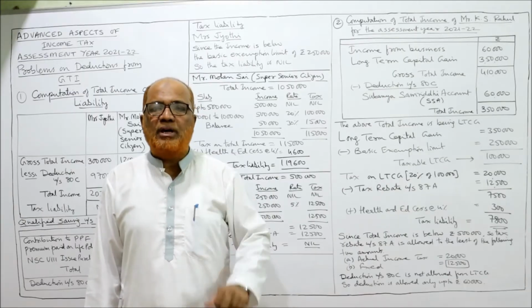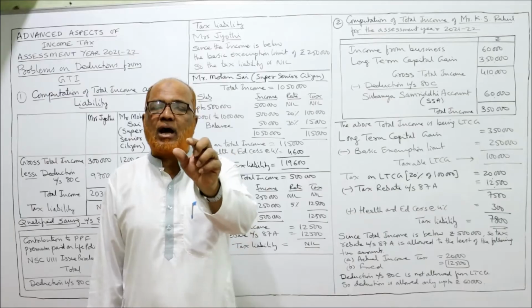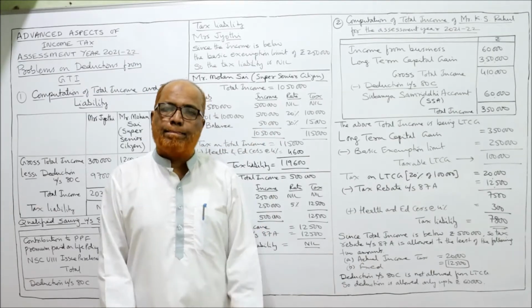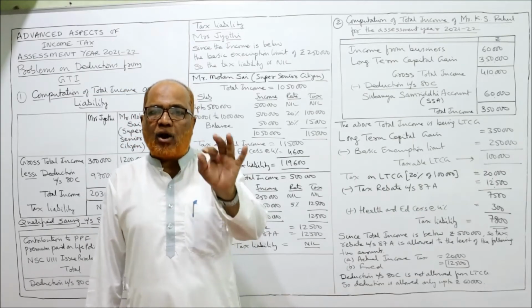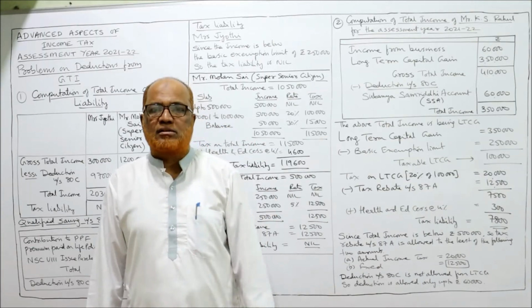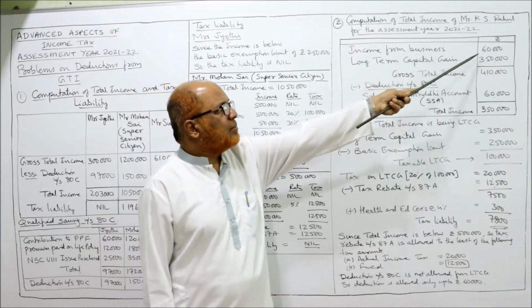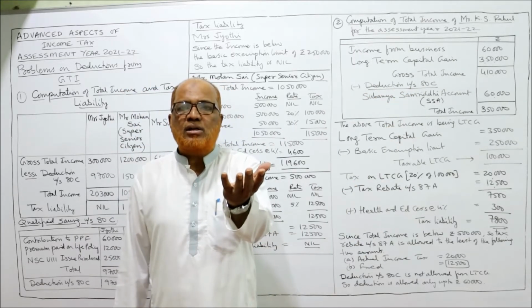But deduction will not be given for 70,000 because deduction under section 80C is allowed only from other incomes, not from LTCG. Deduction under section 80C will not be allowed from LTCG. It will be allowed only from other incomes. So here other income is income from business. How much is the income from business? 60,000. So his income is only 60,000.